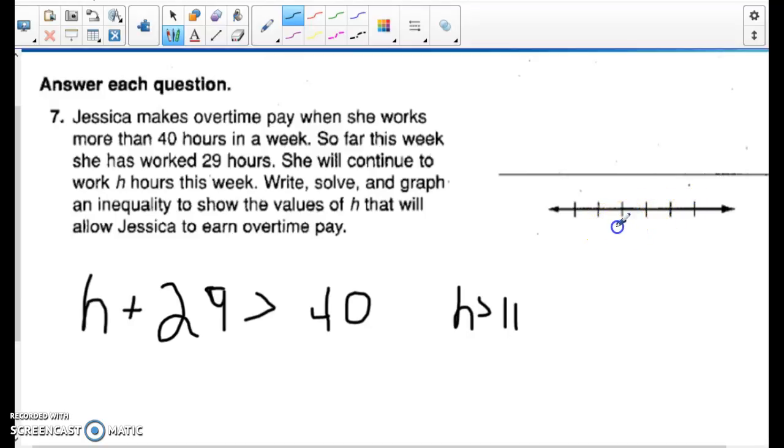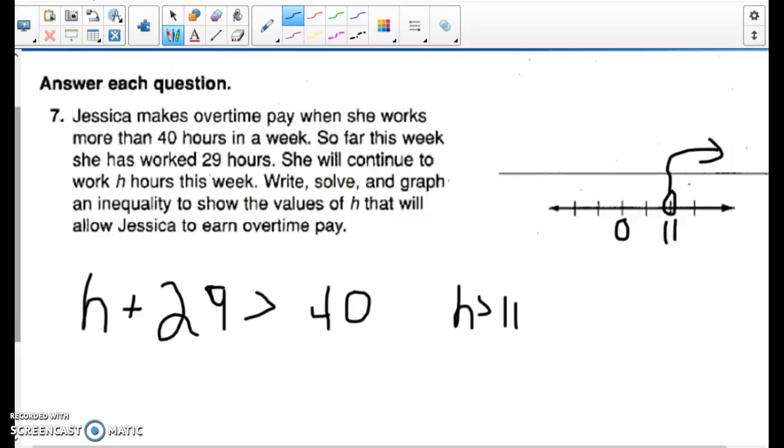So again, I'm going to put 0 on the board here. And we'll just say this is 11. So I'm going to have an open circle here. And then she needs to work more than 11 hours to get that overtime pay. And so it would be 11, 12, 13, all those numbers there would be okay in order for her to get overtime pay.